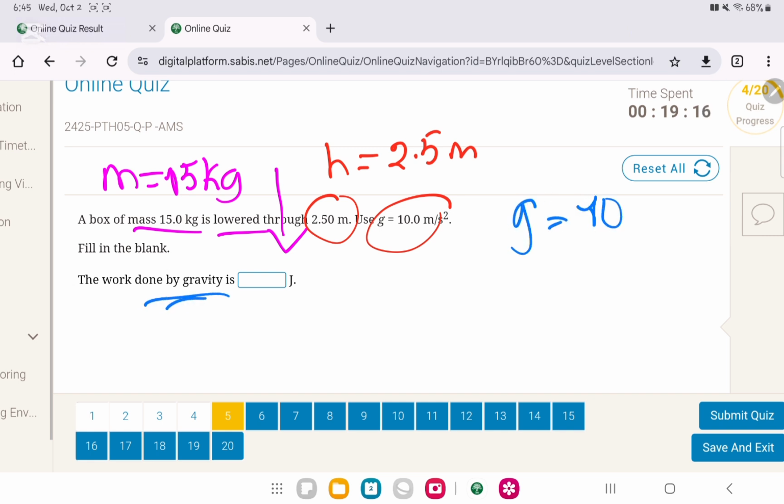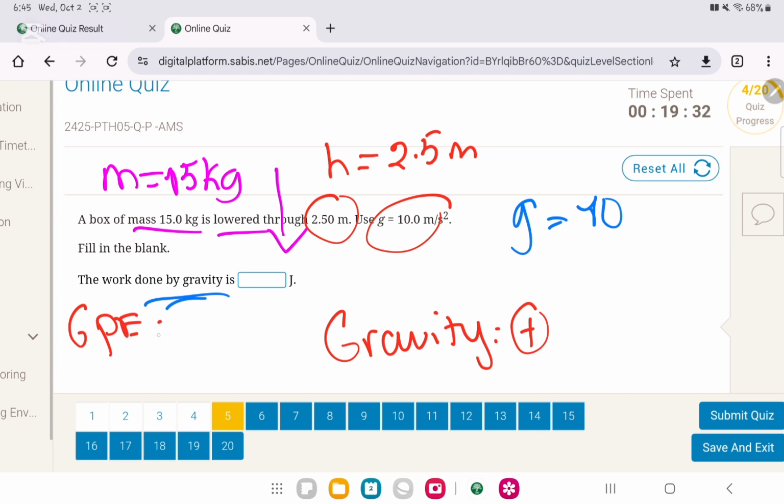The work done by gravity. We said if it is gravity, okay, and it is descending or going down or lowered, then the work is positive. Okay. However, if they told us GPE, if they asked us the work done by the GPE, because it's being lowered, it will be negative. But here they are asking us for the gravity, so we're gonna take the gravity, okay. And we said since it's being lowered, then the work done by the gravity is positive.